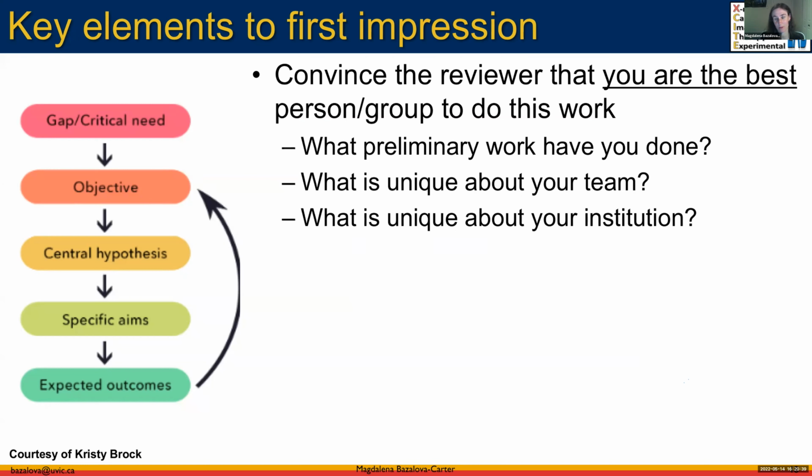What is unique about your institution? For example, you might be the first institution that has that particular piece of equipment, and you're trying to run a clinical trial on this piece of equipment that nobody else in the world has. This is very unique about your institution. You will be more likely to get funded because of that.